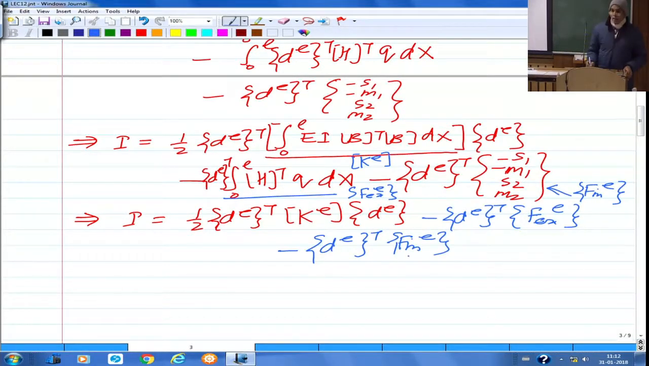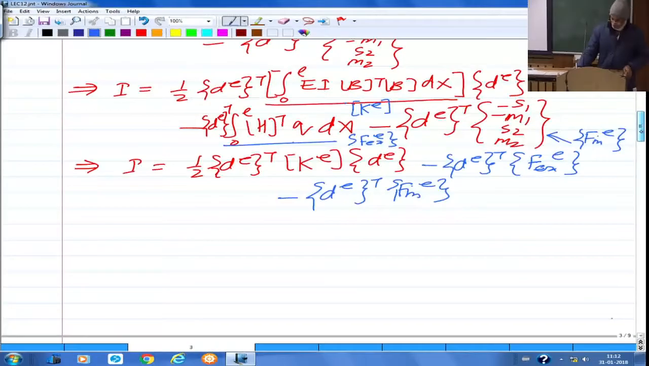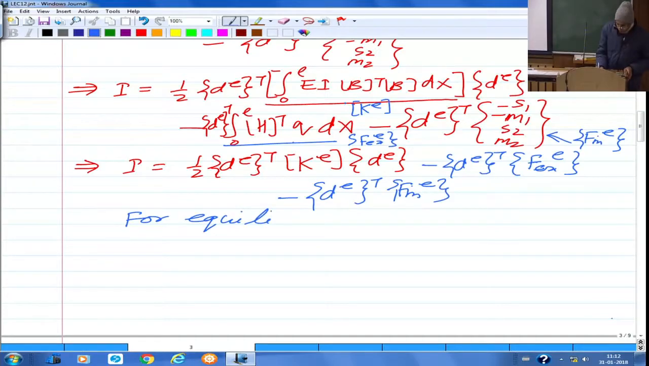So this is what you get as your I, and where K, already I have said here, this is your K, this is F external, this is F internal. And now the solution of the original differential equation is equivalent to delta I equal to 0. So for equilibrium of the element, because we are considering an equilibrium problem, the entire beam would be in equilibrium, so therefore each and every part and also this element must be in equilibrium. So for equilibrium of the element, we need to have delta of I equal to 0.